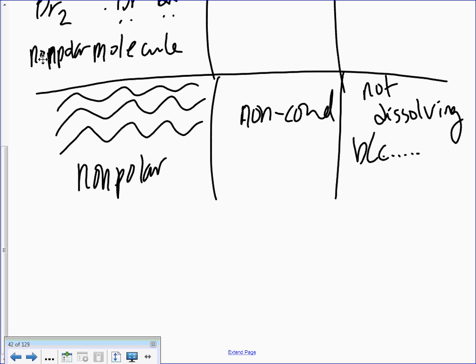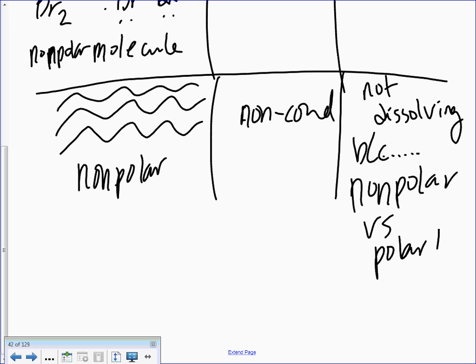Okay, so nonpolar versus polar water. Polar water likes to dissolve things like itself, either ionic or other polar molecules, not a nonpolar structure like wax. Another word for wax is paraffin. Who's ever heard of paraffin? Kind of like parafilm, wax, paraffin, candles, they're all wax.